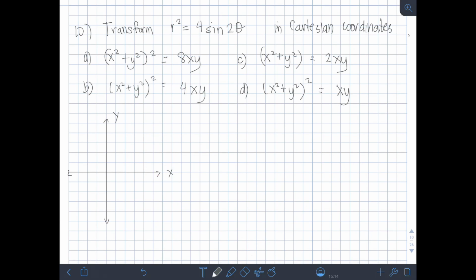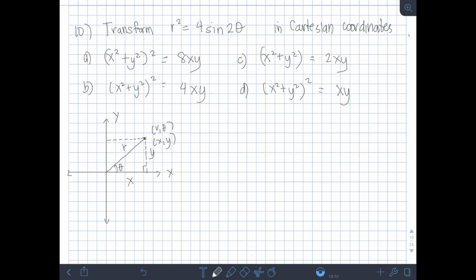Next, we have transform r squared equals 4 sine 2 theta in Cartesian coordinates. Okay, so we have an equation in polar form. We are asked to convert this equation into Cartesian form. So, let's first derive the relationship on how to change Cartesian coordinates to polar coordinates. For example, I placed a polar coordinate in the rectangular coordinate system, let's say, this, r with a certain angle theta. So, r theta. Therefore, this is its corresponding x and y coordinate. Okay? So, this is y units, this is x units. So, we have a right triangle.